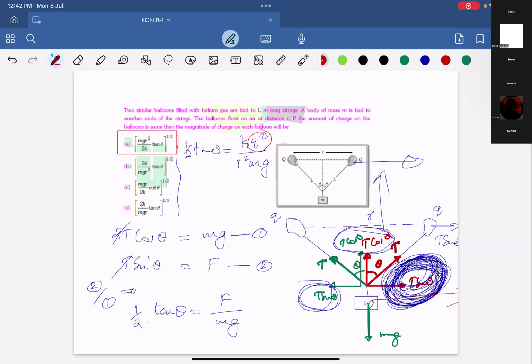Divide equation number 2 by 1. You are getting T sin theta by T cos theta, which is tan theta, equal to F by mg. And for F, I put kq square by r square. What we want to find out is q square, so I'll write q square straight away. q square is equal to, what is q square? mg r square is already there, k comes from the right side into tan theta. So q will be the square root of this, the whole raised to 1 by 2. So option A is correct. All of you got this now?